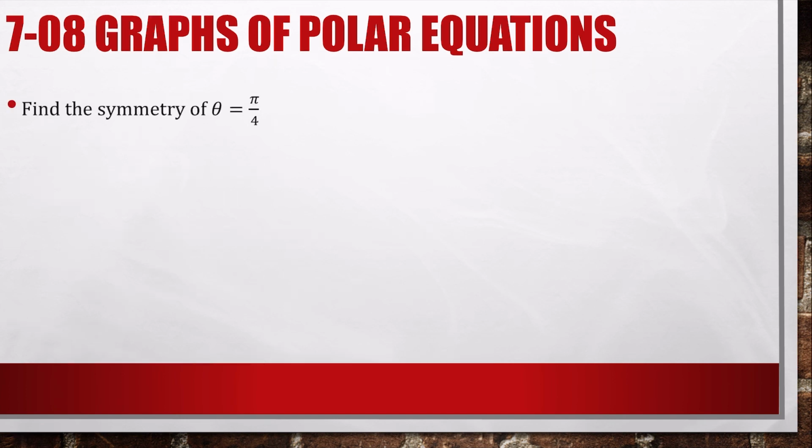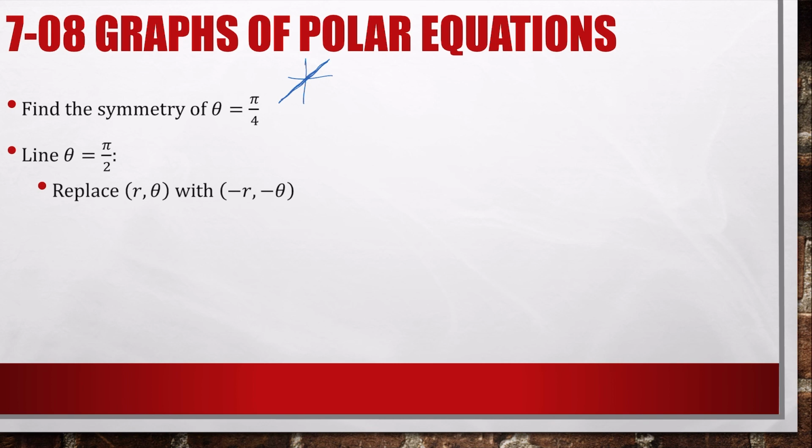Let's find the symmetry of the equation theta equals pi over 4. Now, just so you get an idea, if I graph it, pi over 4 is there, so it's a diagonal line. But let's go ahead and test all our symmetries. Let's test the symmetry theta equals pi over 2, or the y-axis symmetry, and it's not going to have that, but let's go ahead and show why.